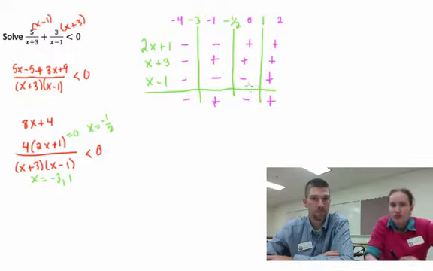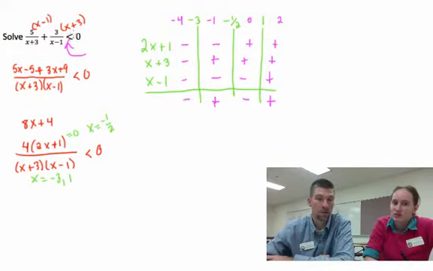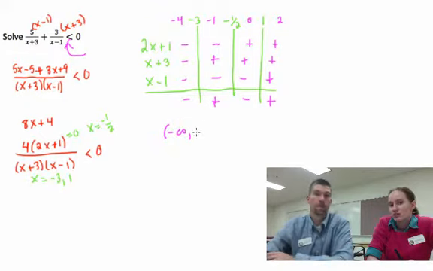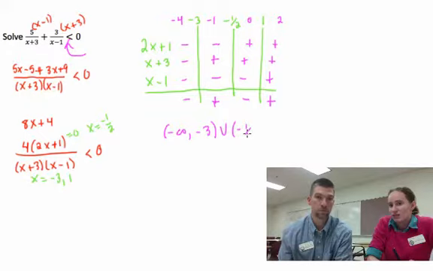So that's positive. You have to look back here, because at this point you might have been saying, what does it want? Positive, negative? It just wants negative only, because it wants it to be less than. So we're negative from negative infinity to negative 3, and from negative 1 half to 1. So negative infinity to negative 3, not including negative 3 because it's not equal to, and then negative 1 half to 1. Perfect.